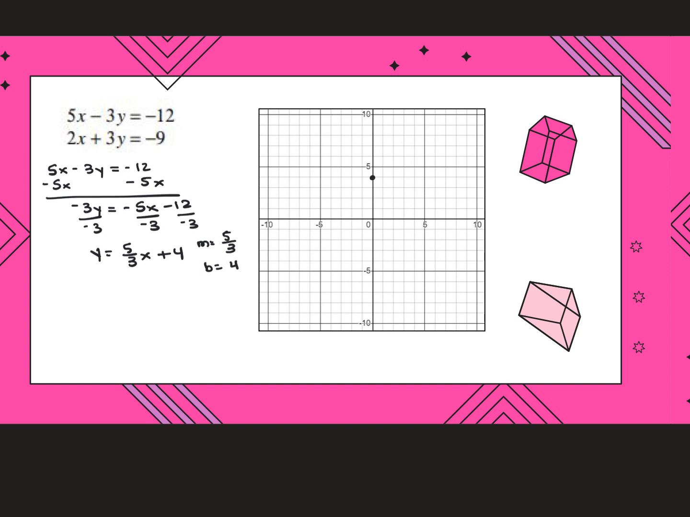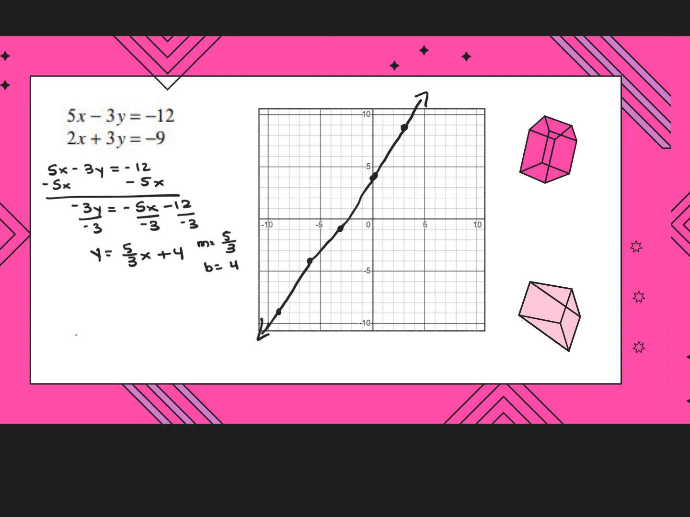So I'm going to start at 4 on my y-axis. I'm going to go up 5 and over 3. All right, to finish off the graph, down 5 and over 3. Down 5 over 3. All right. I'm going to connect those points together.